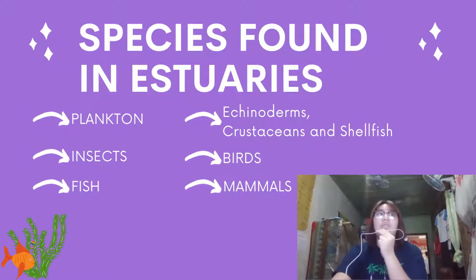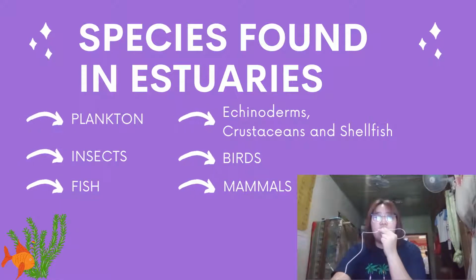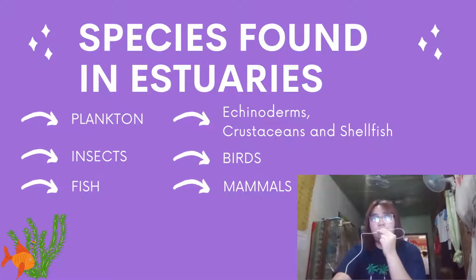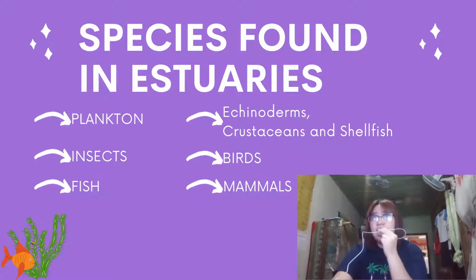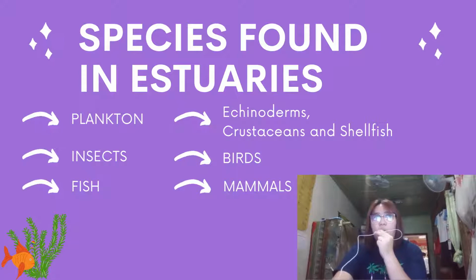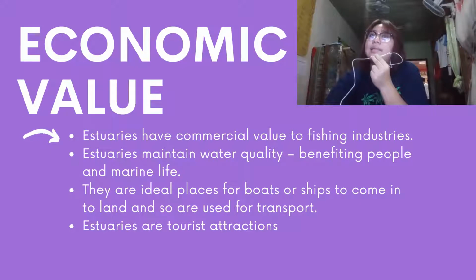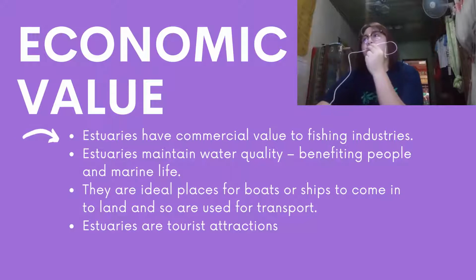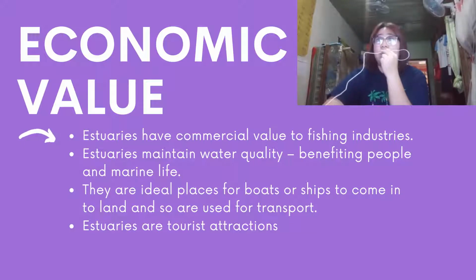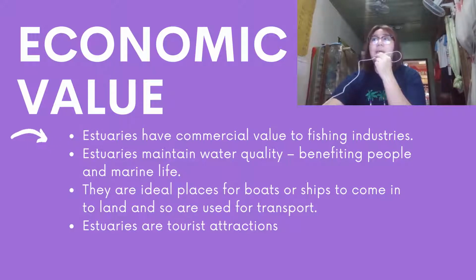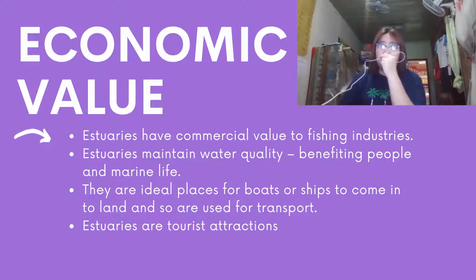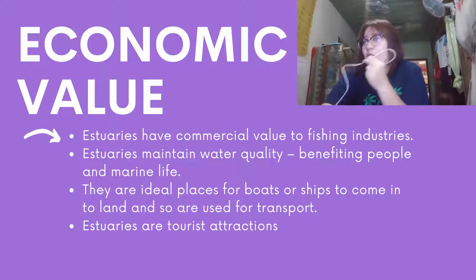Next is the mammals. Estuary fish, amphibians, crustaceans, rodents, insects, frogs, turtles, and other marine invertebrates are all eaten by the river otter. Next is the economic value of the estuaries. Estuaries have commercial value to fishing industries. Estuaries maintain water quality, benefiting people and marine life. They are ideal places for boats or ships to come in to land and so are sure for transport. Also, estuaries are tourist attractions.